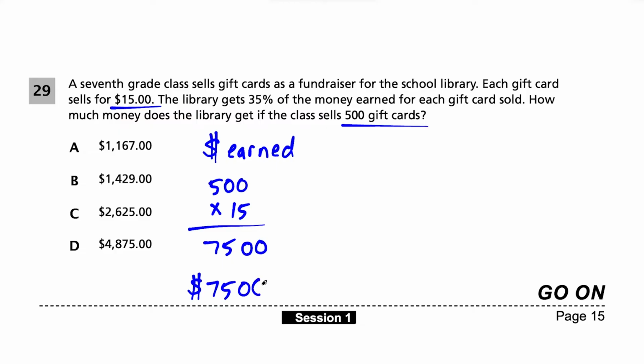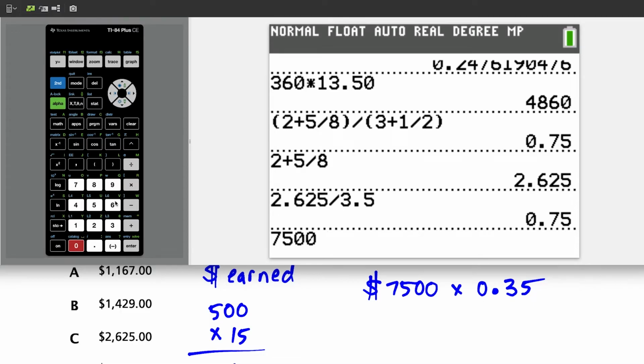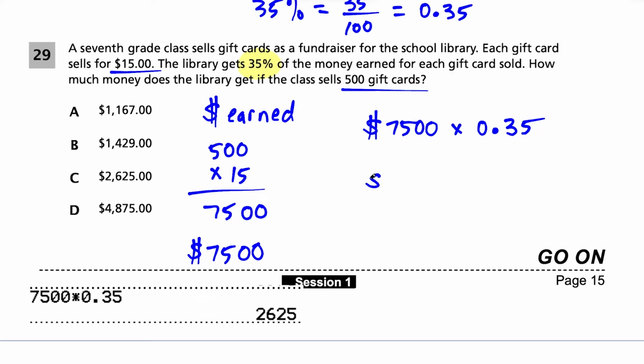And now we just have to be careful here. We're finding 35% of this because the library gets 35% of the money earned. So now 35% we could express as 35 over 100, and we could also express this as 0.35. So now what I'm going to do is take 35% of 7,500. So we're going to take the $7,500 and we're going to take 35% by multiplying by 0.35. So we could do 7,500 times 0.35. And here is our solution. So we work this out, and the money donated to the library is going to be $2,625. Our answer here is choice C.